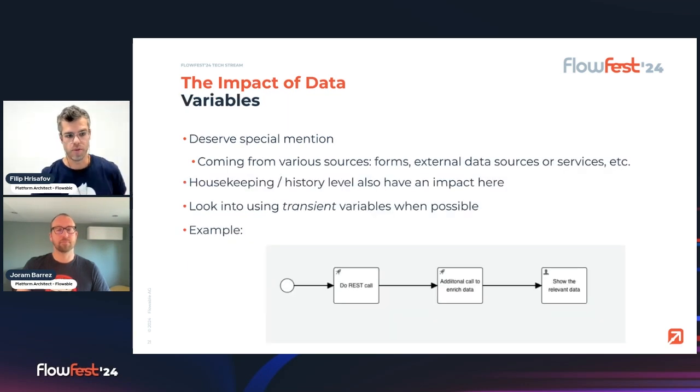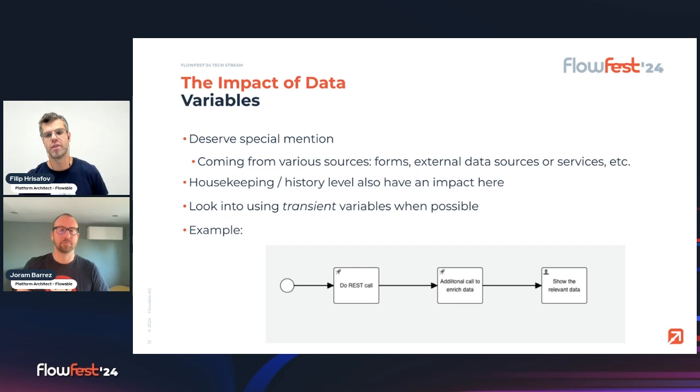And then variables. Variables deserve a really special mention. When you're doing some orchestration, you always have some variables that you store in your system, right? And they can come from different places. They can come from the forms, from external data sources, your own services, and so on. Housekeeping and history level also have an impact here, because you can choose which variables you want to put in the history tables, or once the housekeeping runs, it deletes the historic data and the variables, right?